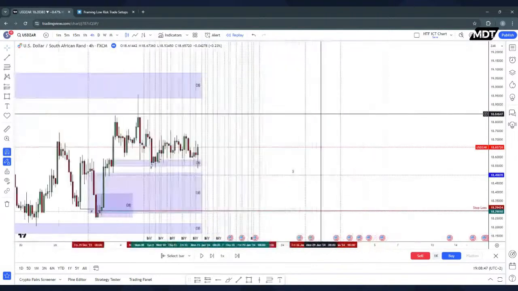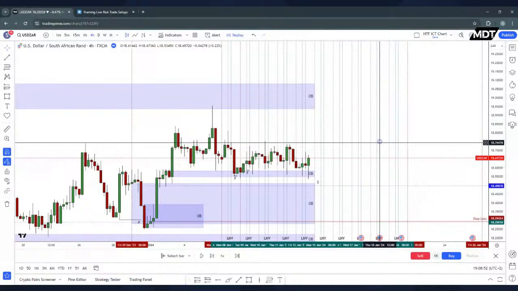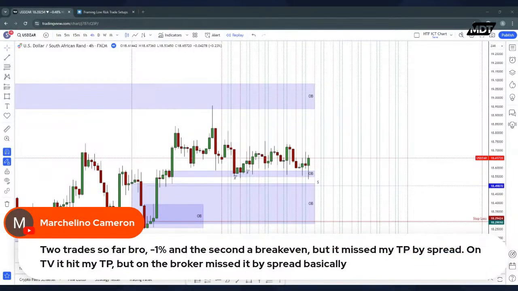So I think we'll just jump onto the 4 hour now and look at how price moves up from here. But first, let's see what Marcy's saying. 2 trades so far, minus 1%, the second break even, but it missed TP by spread. On TV, I hit my TP, but on the broker, missed it by spread. That's fucking annoying, bro. And that would have taken you comfortably into 1R, because I know you target 1:2 now.